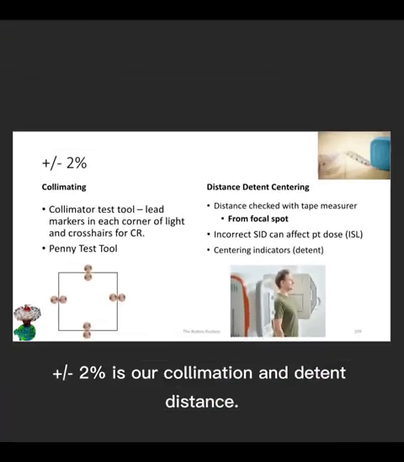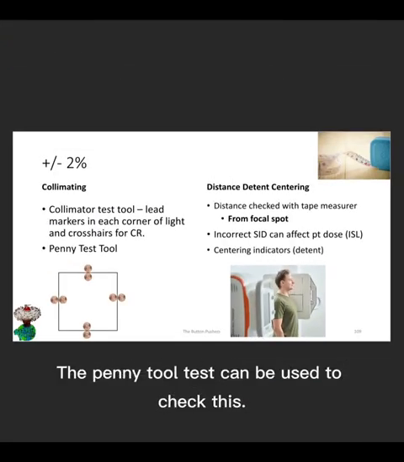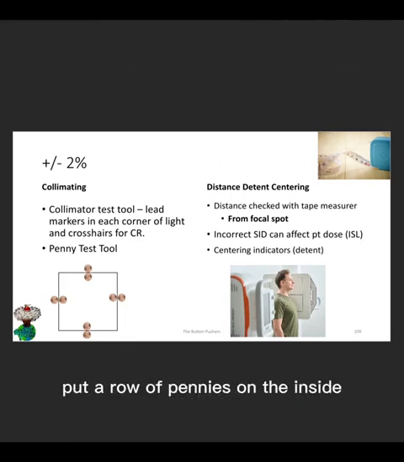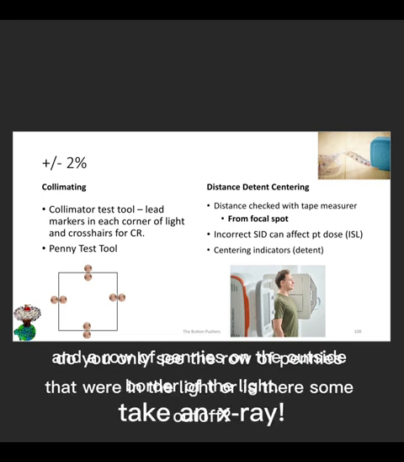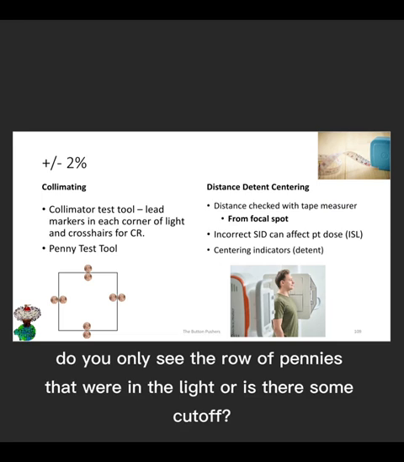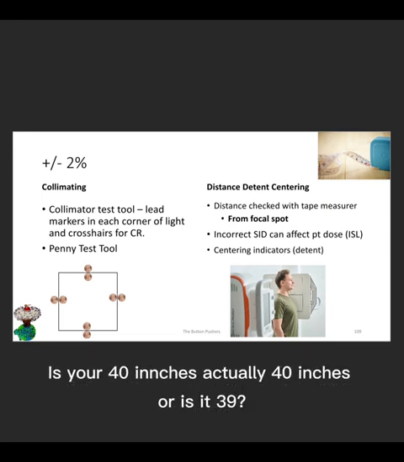Plus or minus 2% is our collimation and SID distance. The penny tool test can be used to check this. Put a row of pennies on the inside of the border of the light and a row of pennies on the outside border of the light. Do you only see the row of pennies that were in the light, or is there some cutoff? Is your 40 inches actually 40 inches, or is it 39?